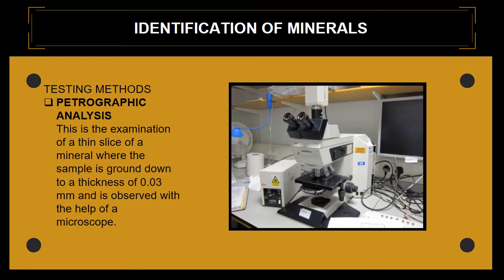So, next, we have testing methods. We have the petrographic analysis. The petrographic analysis, this is the examination of a thin slice of a mineral where the sample is ground down to a thickness of 0.03 mm and is observed with the help of a microscope. So, dito sa petrographic analysis is hindi na hand lens yung gamit niya. Gamit niya is microscope kasi nga gina-ground yung mineral into thickness of 0.03 mm. Napakaliit niyan. Napakaliit ng thickness. Napakanipis na yan.